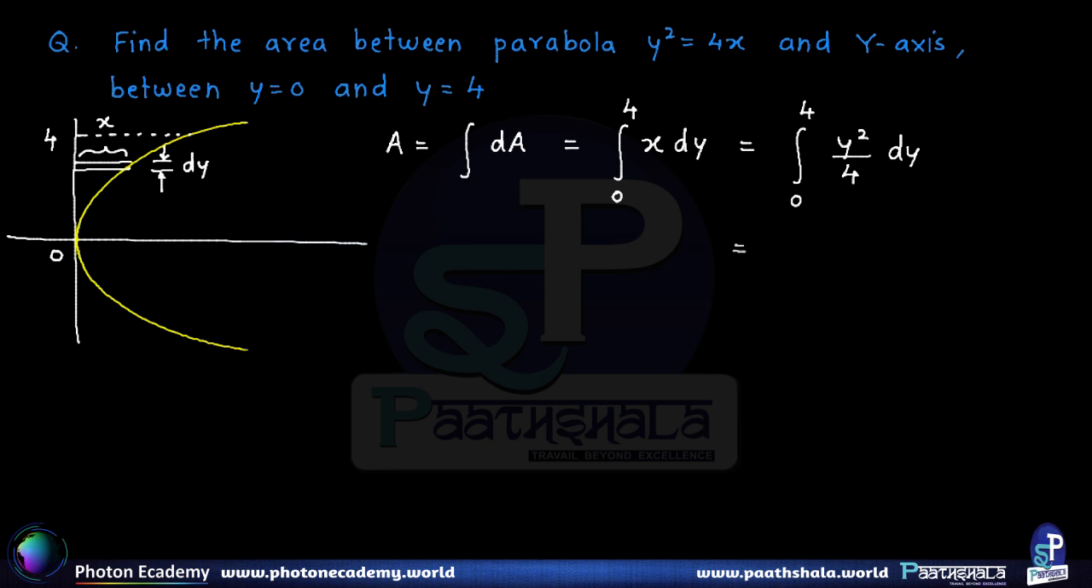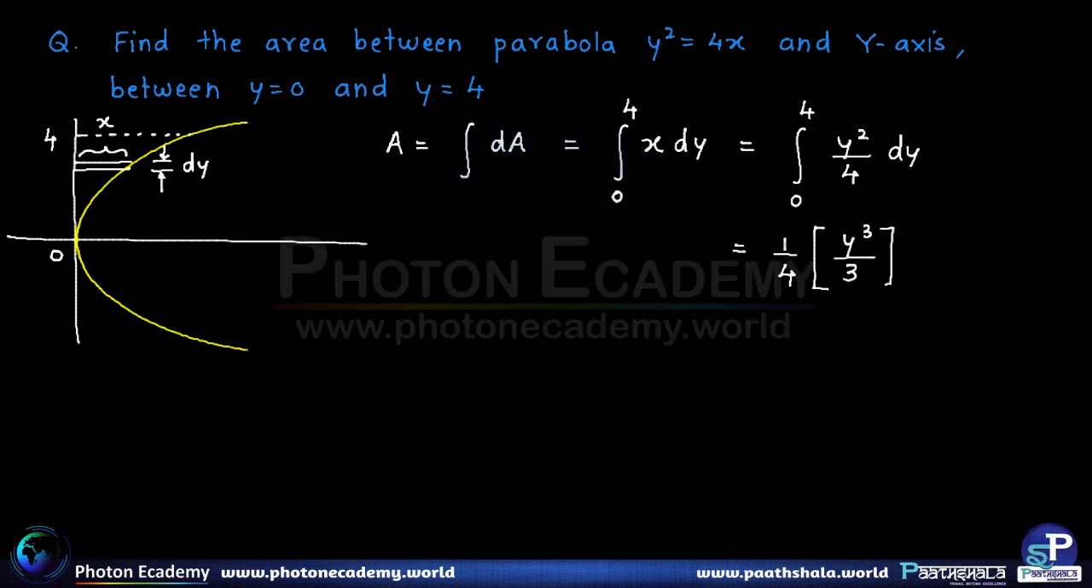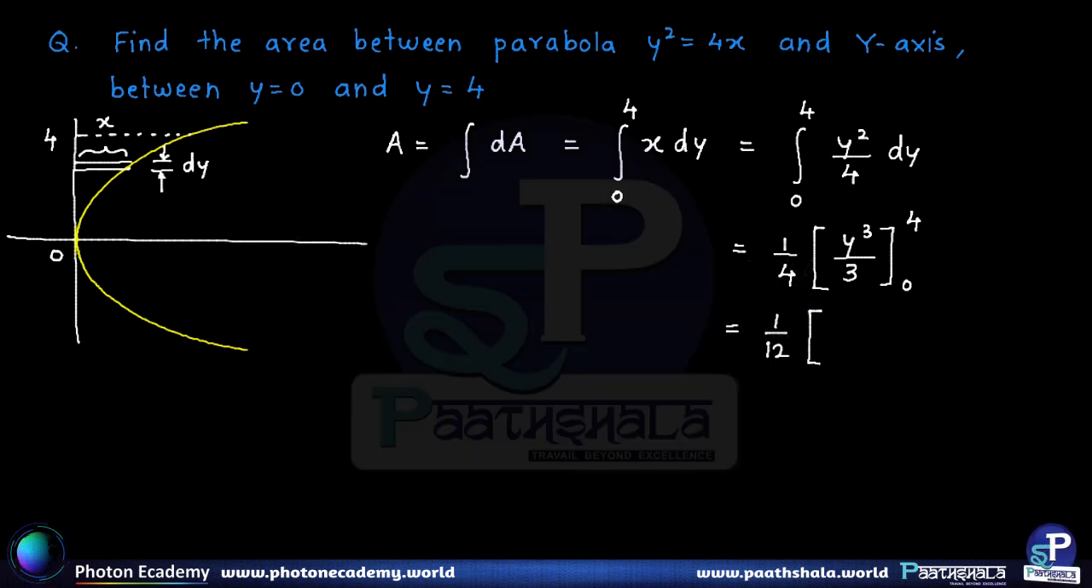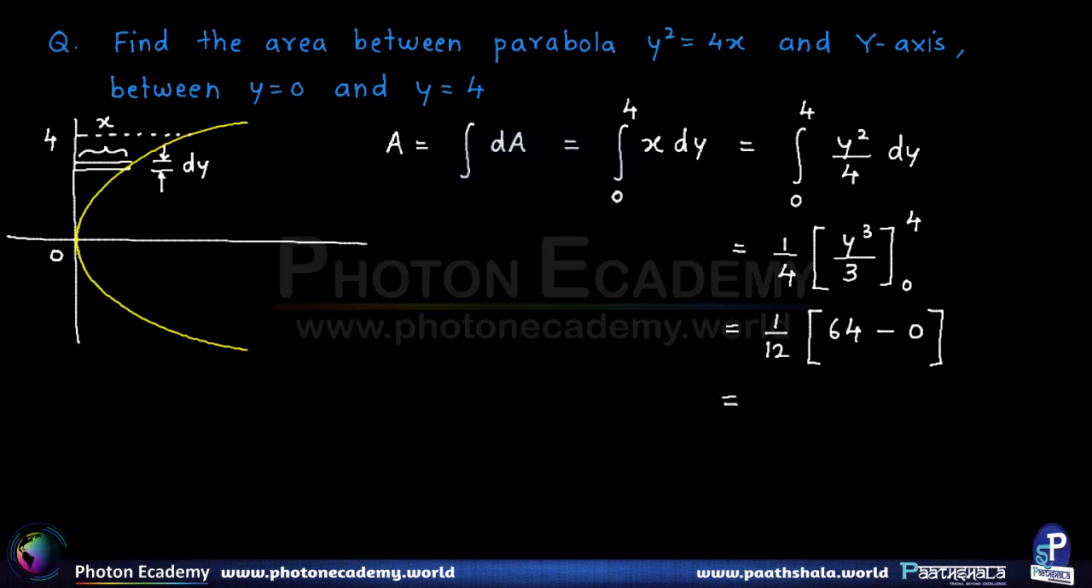So once again, taking 1 by 4 outside, the integral of y square turns out to be y cube upon 3 as we know, integrated from 0 to 4. So taking out 1 by 3, we have 1 by 12 outside, and now putting y as 4, which is the upper limit, we have 4 cube is 64 minus putting y as the lower limit 0, we have 0 cube as 0. So finally we have the answer as 64 by 12. So we can cancel out a factor of 4 and finally get 16 by 3 as the answer.